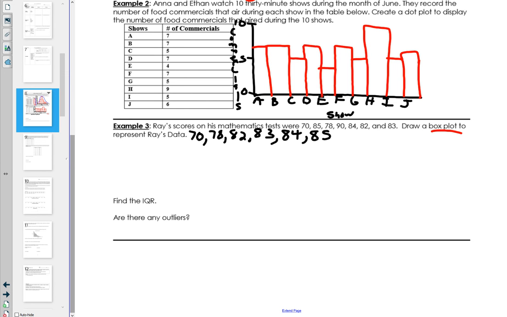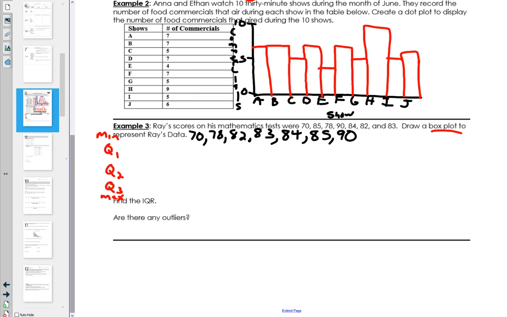85 and 90. Nakai, you're the data police. Did I get everything there? How many are there? 7. So let's get my quartiles. Q1, Q2, Q3, a min also and a max.